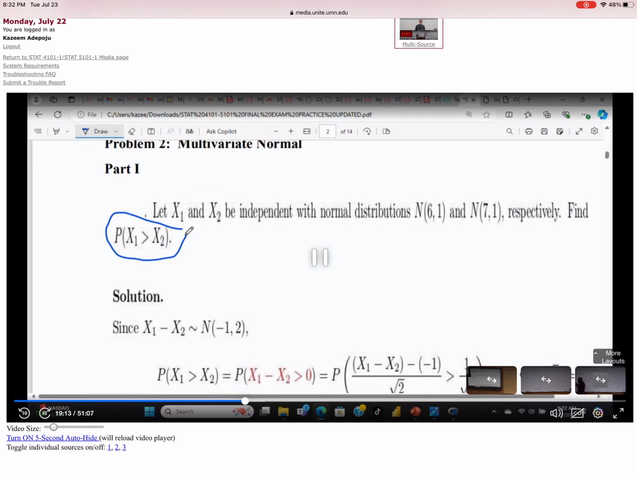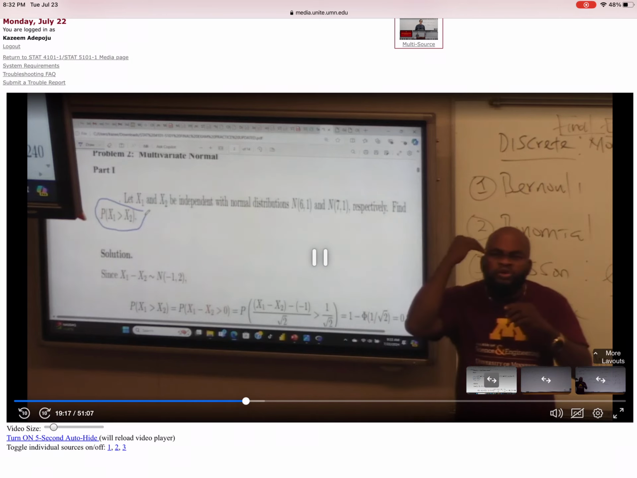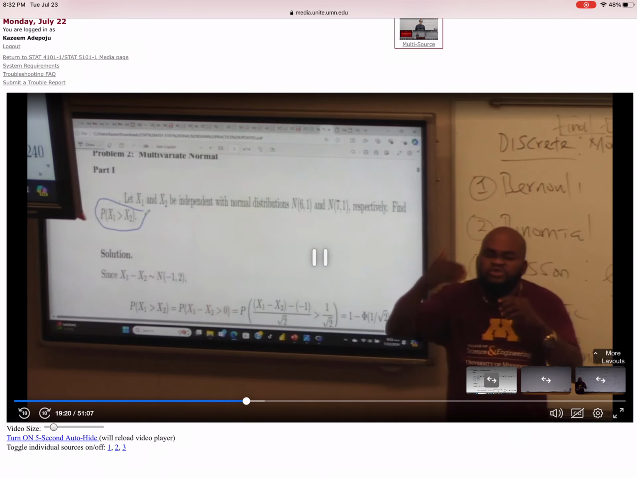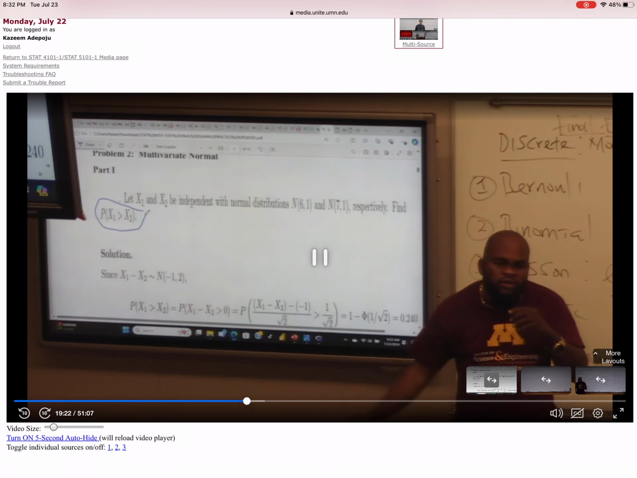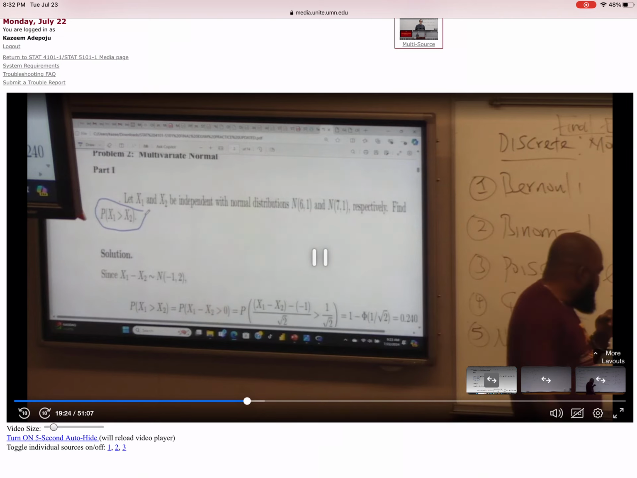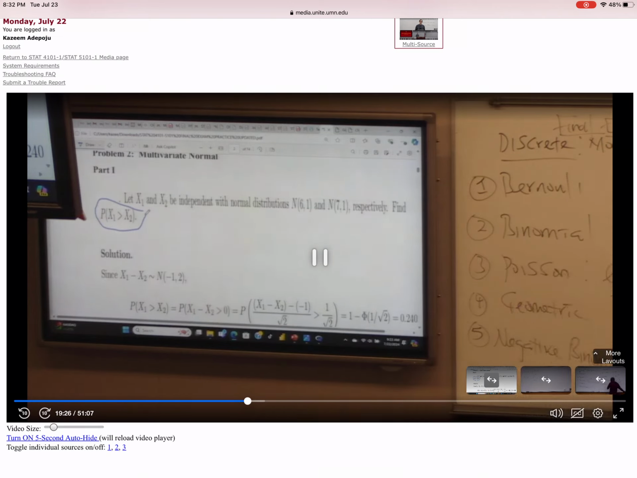When they say X1 greater than X2, now you're going to be thinking of a way to convert that to a linear combination. Okay, now you're going to convert that to a linear combination. Now, please, I need you to pay attention.